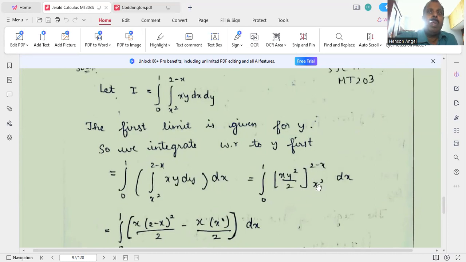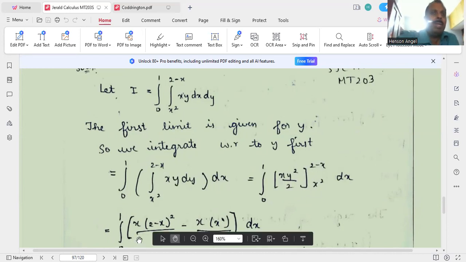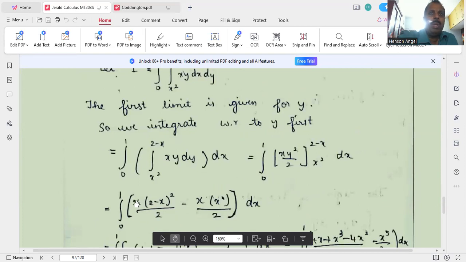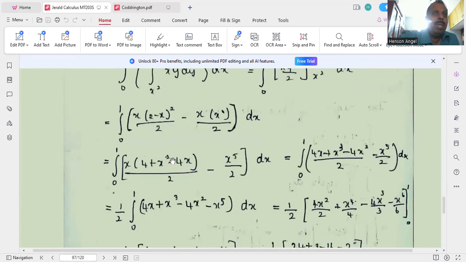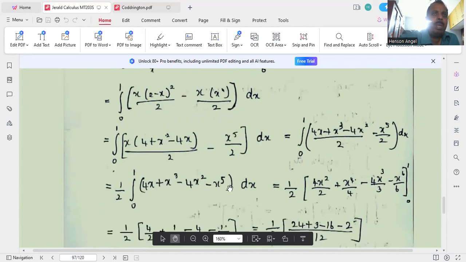Now we have to apply the upper limit minus lower limit for y. So here we get this result, x into 2 minus x whole square by 2 minus x into here lower limit, that is x power 4 by 2. So when you simplify this, x power 4 into x power 5 by 2. Here we have to expand by using the a minus b whole square formula. Then we can multiply this term by term, we get this expression. Then by taking LCM, we can take out 1 by 2. Then after that, we can integrate this whole expression with respect to x.